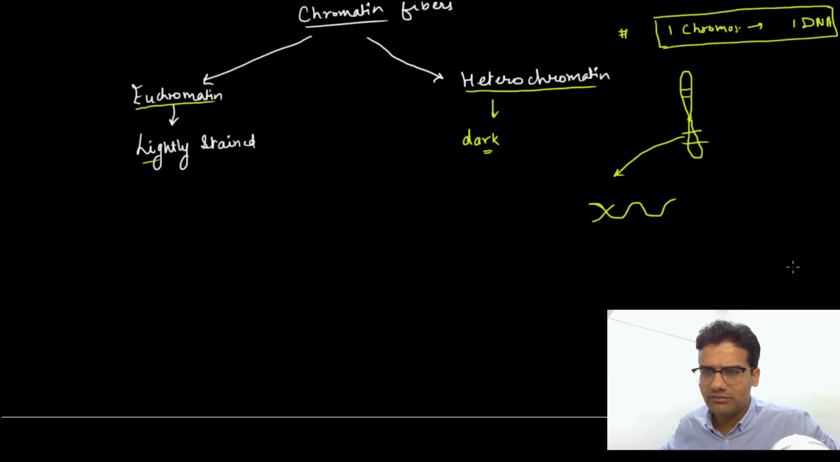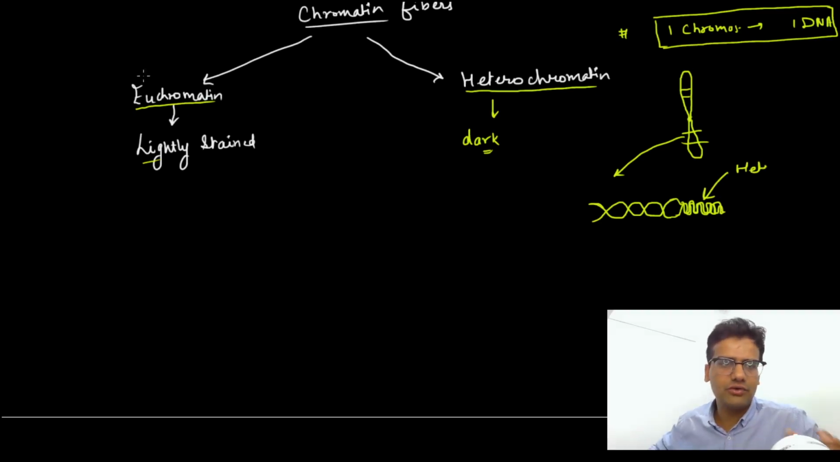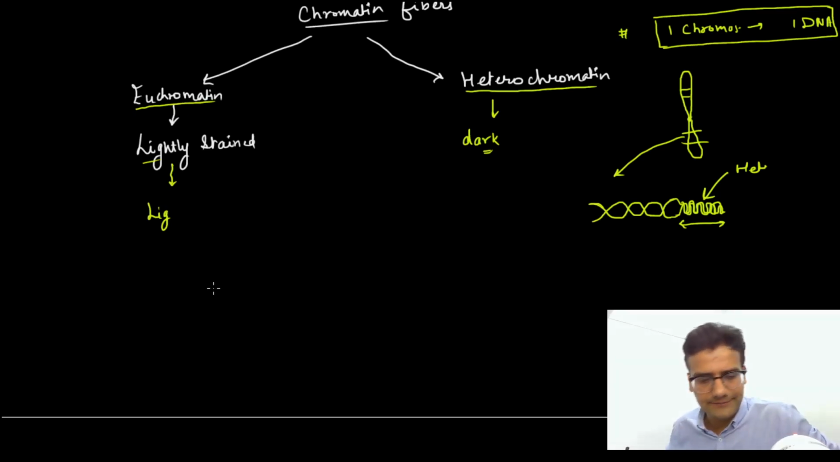That euchromatin means that DNA is less folded. And if we talk about heterochromatin, let us say this is the heterochromatin part. The heterochromatin part is basically more folded. So if you stain this part with a dye, it will be darkly stained because there is intense folding going on out there.